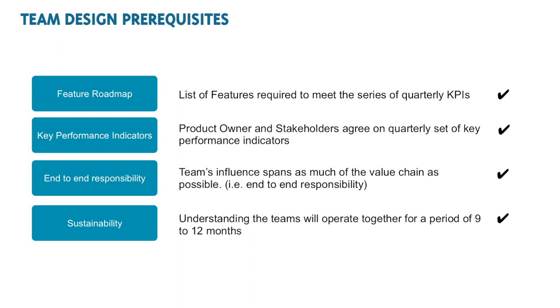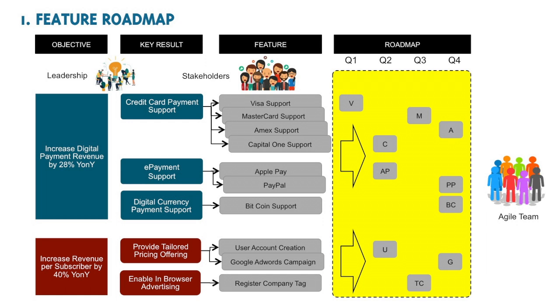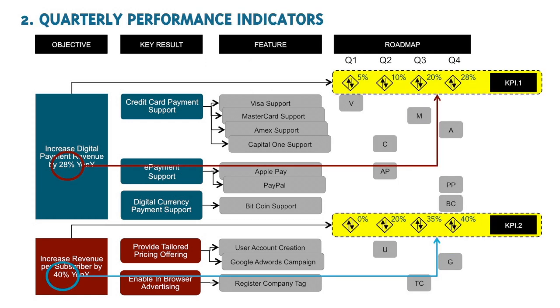Team design prerequisites. The formation of a successful Agile team calls for 4 key items to be established. Feature roadmap. A set of features have been captured following an initial round of stakeholder engagement sessions, and they've been distributed across the calendar to form an initial feature roadmap. Quarterly agreed key performance indicators. The product owner and stakeholders have identified a set of quarterly key performance indicators that will allow them to monitor progress once the feature roadmap has been approved.